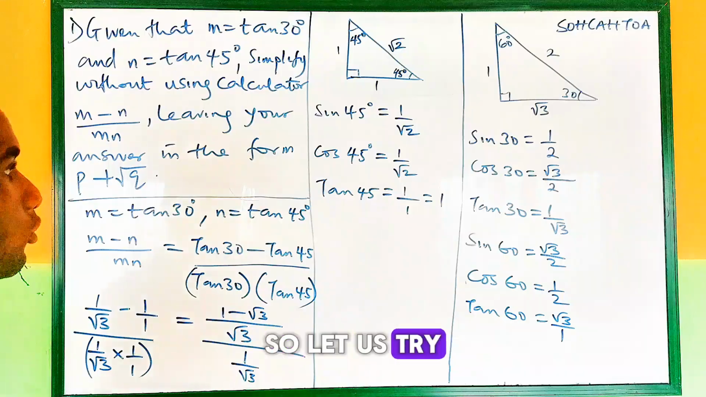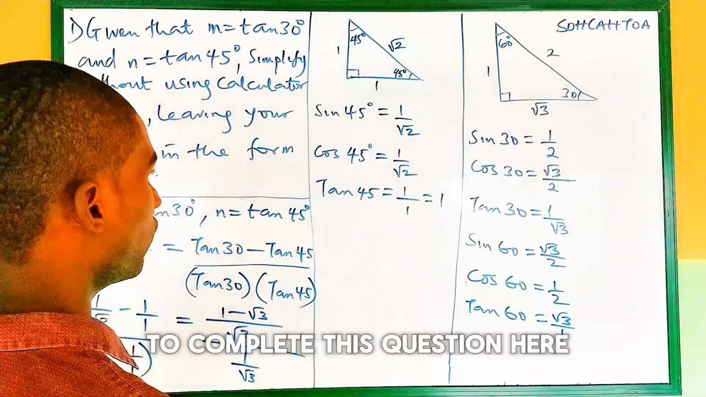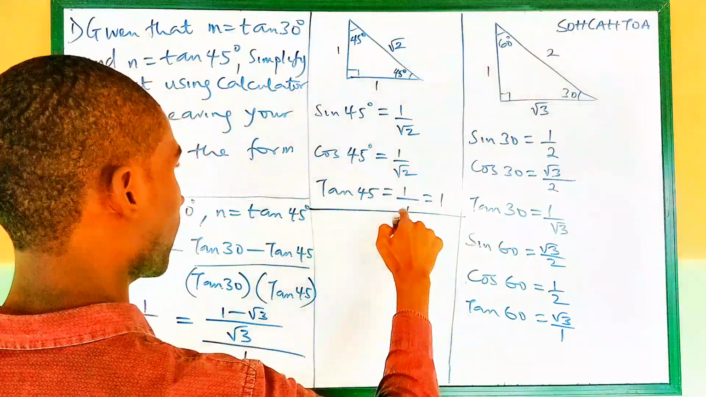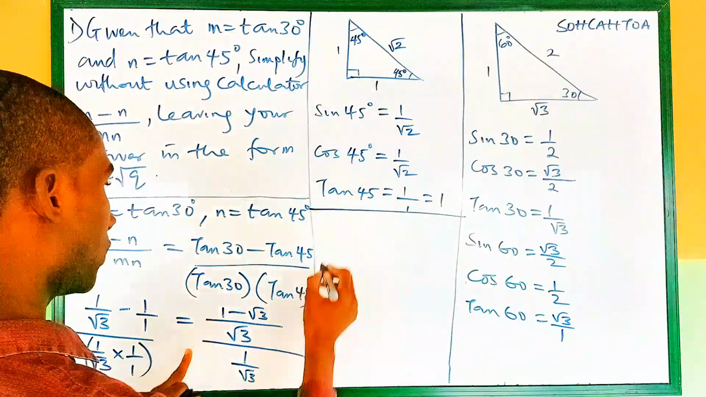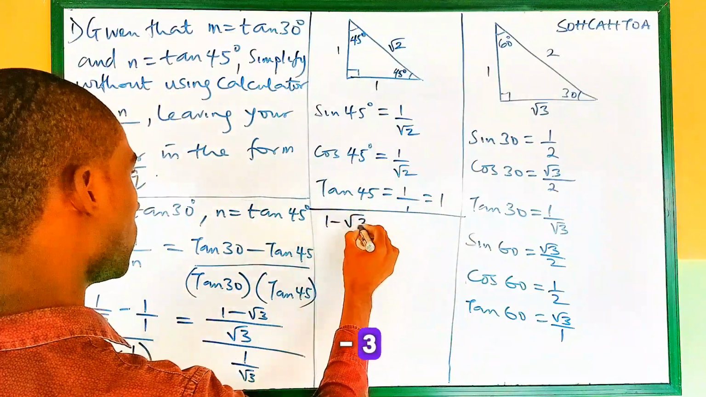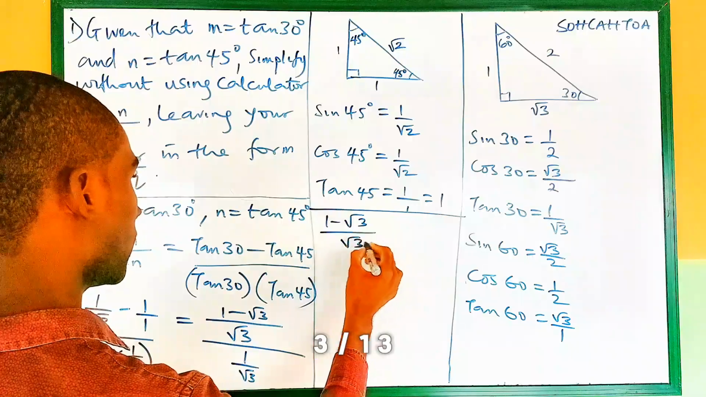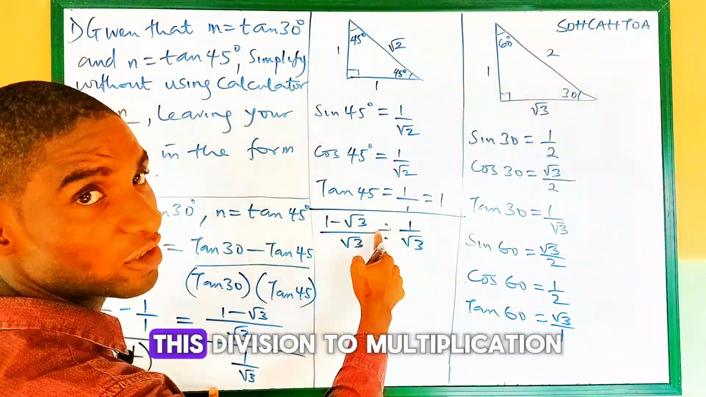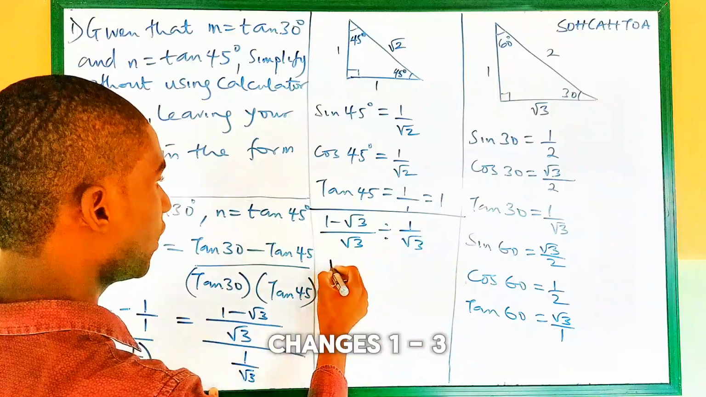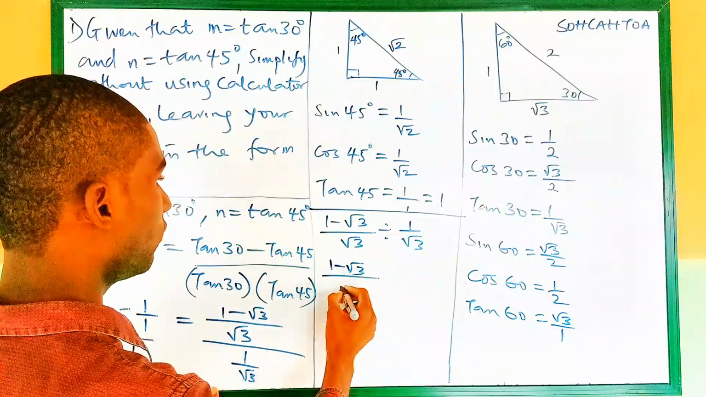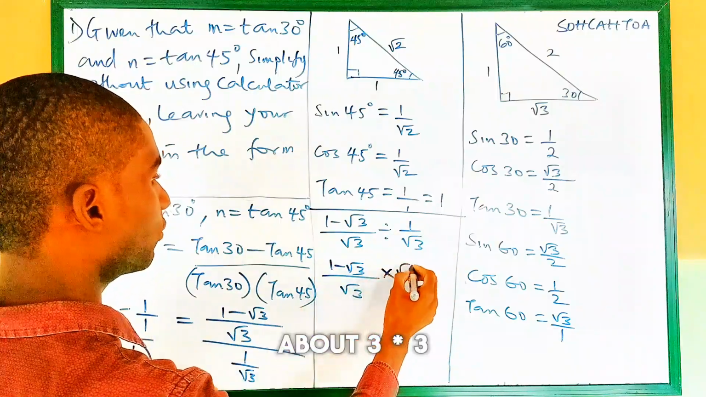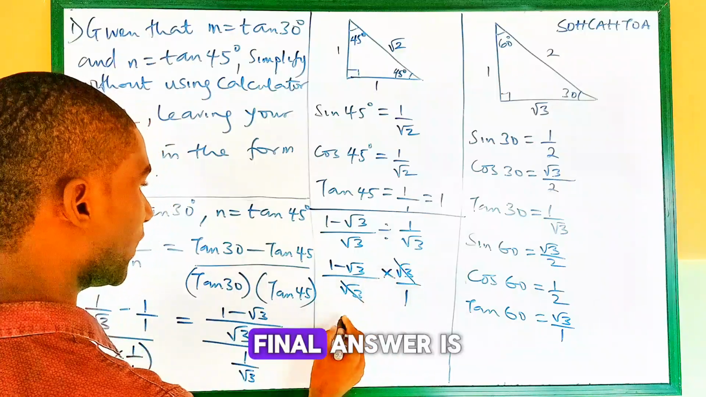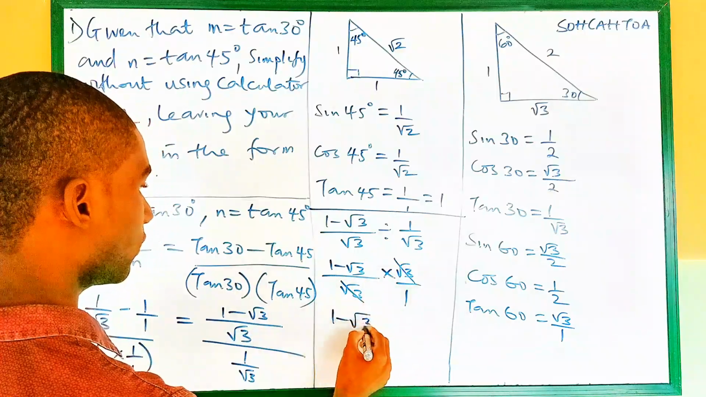So let us try to complete this question here. So you have (1 minus root 3) over root 3 divided by 1 over root 3. When you change this division to multiplication, it changes. (1 minus root 3) over root 3 times root 3 over 1. This cancels this. So your final answer is 1 minus root 3.